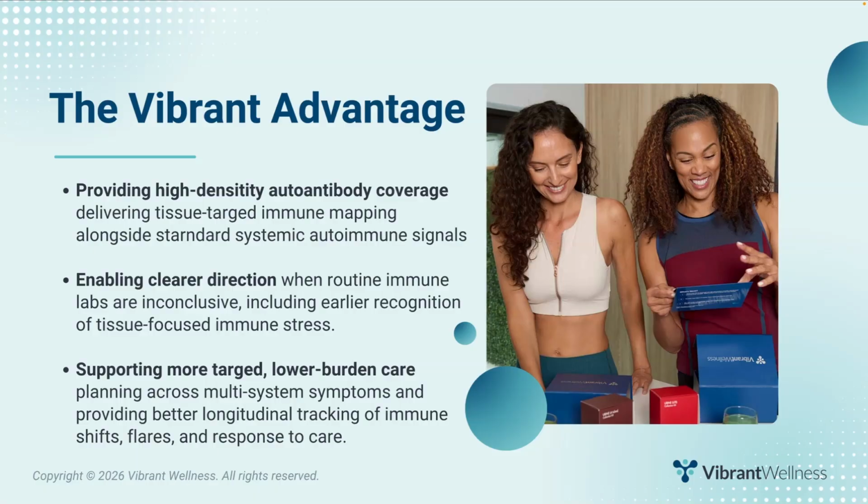In summary, the immune zoomer uses highly specific and sensitive microarray methodology to go beyond systemic autoimmune signals by delivering tissue-targeted immune mapping, measuring 63 specific autoantibodies and antigens, providing multi-system immune insight. This comprehensive test enables clear direction when routine immune labs are inconclusive, including earlier recognition of tissue-focused immune stress, supporting more targeted, lower-burden care planning across multiple system symptoms, providing better longitudinal tracking of immune shifts, flares, and response to care.